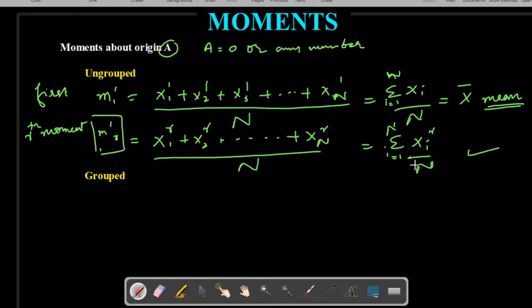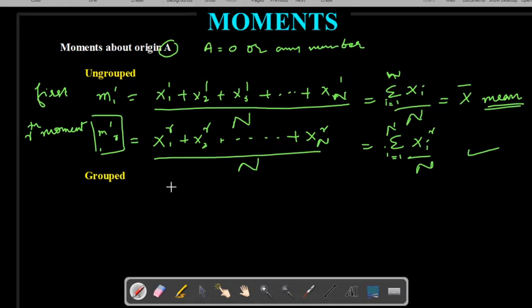So this is the general formula for mr dash. The only thing you have to do is find xi raised to r for each term. Then take the sum of the terms. Then divide by capital N. So that's how you have to find the rth moment.